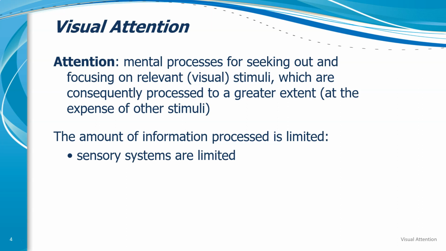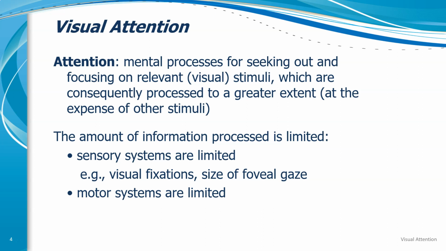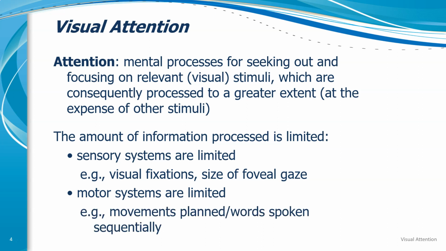Our sensory systems are limited. You can only look at one thing at a time. And when you're looking at it, you're causing that image to fall in your fovea, which again is actually very, very small. We're not taking in all of the information that is visually available to us. So our input system is limited, as is our output system, our motor systems. Our movements are planned, words are spoken sequentially. You can't speak 2 words at the same time. That is absolutely impossible. So it kind of makes sense that attention is likewise limited.